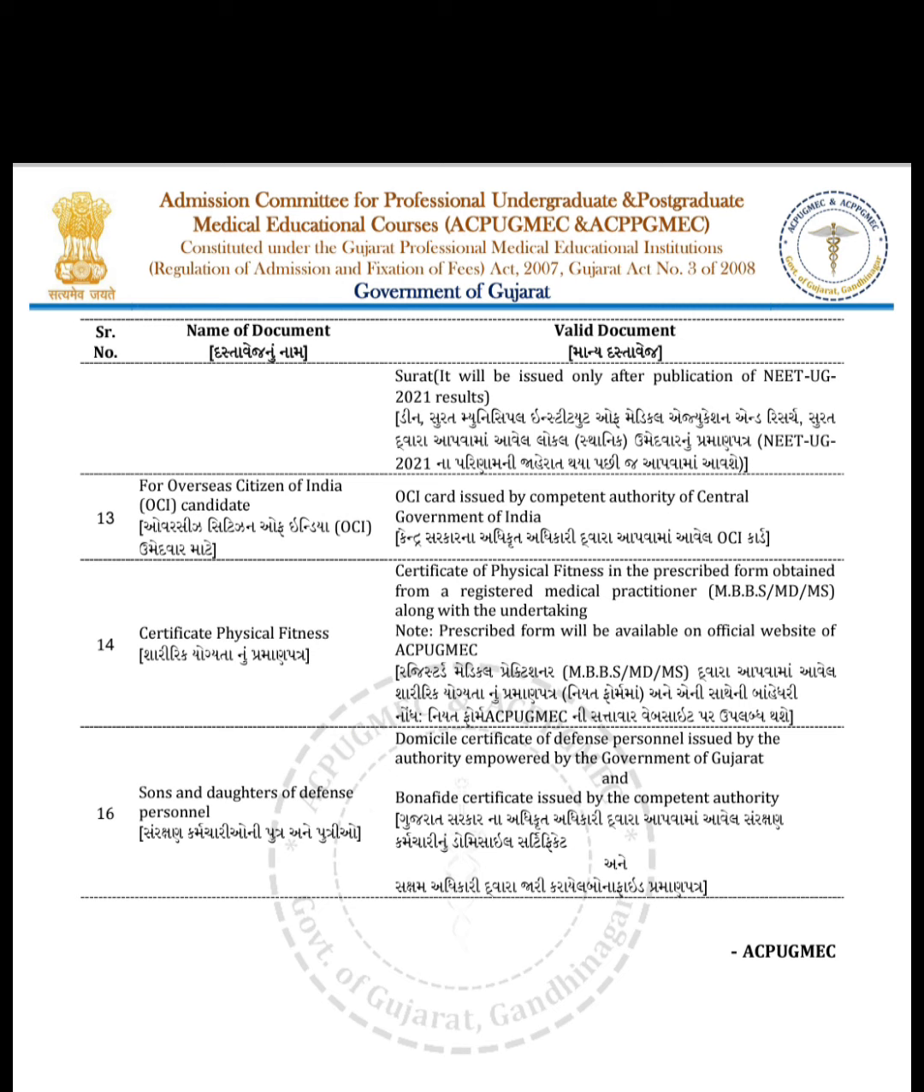Then comes the other documents, which includes the candidates who belong to OCI category. They need to produce an OCI card that is to be issued by the central government of India. Then a certificate of physical fitness, and even the sons and daughters of defense personnel have to produce a domicile certificate of defense personnel, and that is to be issued by the government of Gujarat. They also need to produce a bona fide certificate issued by the competent authority. So this was the list of all the documents that you need to have during Gujarat State Counselling.